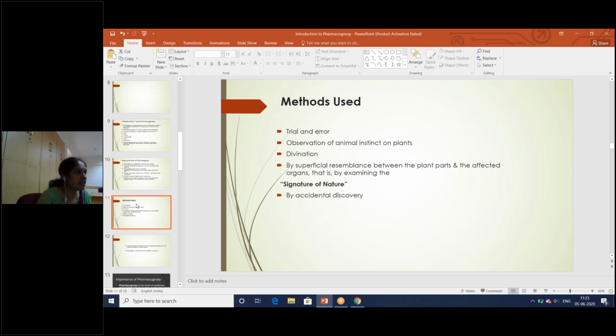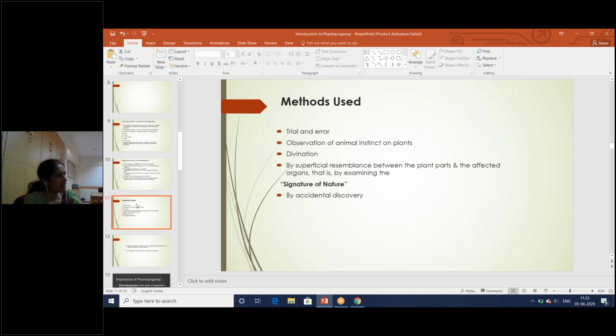Many are by accidental discovery. For example, Vinca. I think you might know the Vinca. It was used for many days as an anti-ulcer drug. So accidentally they came to know that it is not an anti-ulcer drug, it is an anti-cancer drug. Now it is a leading brand, with vincristine and vinblastine, which are present in the Vinca.